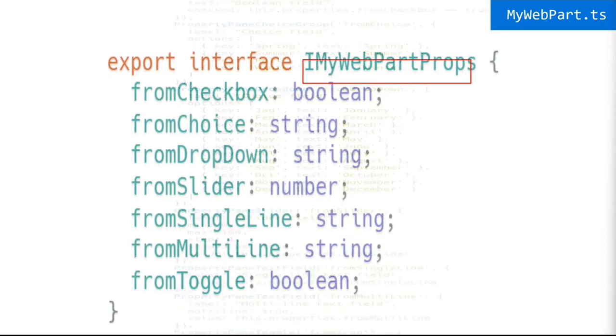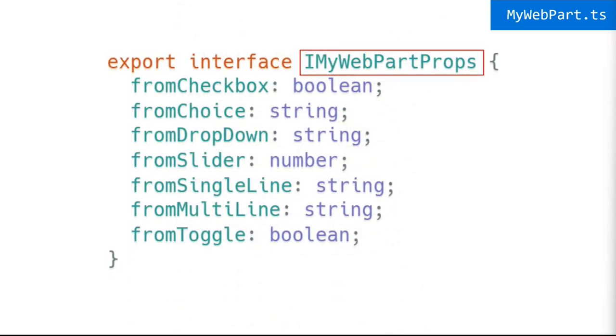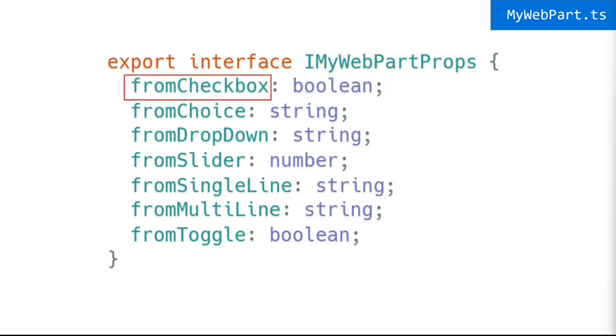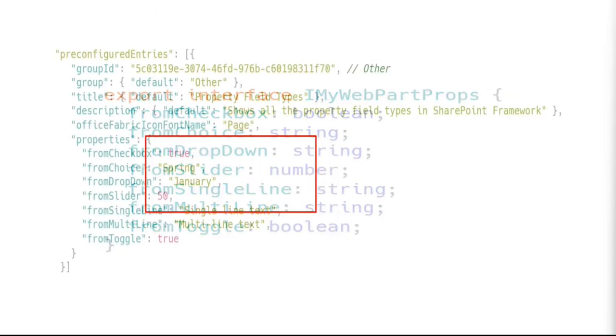Well, in your web part, you have the ability to create a property interface, your web part property interface, or what we call props. Here I called mine MyWebPartProps, and I have an attribute for each one of those values. So for example, I want to show my checkbox, and because we're using TypeScript, we want our values to be strongly typed. So I will specify that this is a Boolean, my choice is going to be a string, and so on and so forth. So now we have used the method to actually render the list of property pane controls. We've defined our properties, and we've told SharePoint basically how to store this.